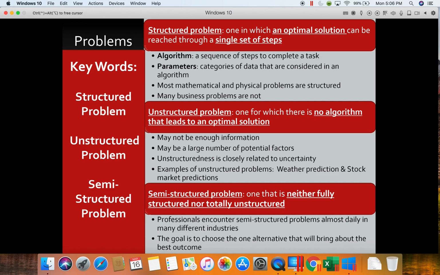The semi-structured problems are ones that are neither fully structured nor totally unstructured. So there could be multiple solutions that we could find for these problems. And business professionals encounter semi-structured problems almost every day in many different industries and in many different business functions. So the goal is to choose the one option that will bring about the best outcome, but keeping in mind that there are probably a lot of alternatives that would bring a positive outcome. So then it becomes trying to find the best one.